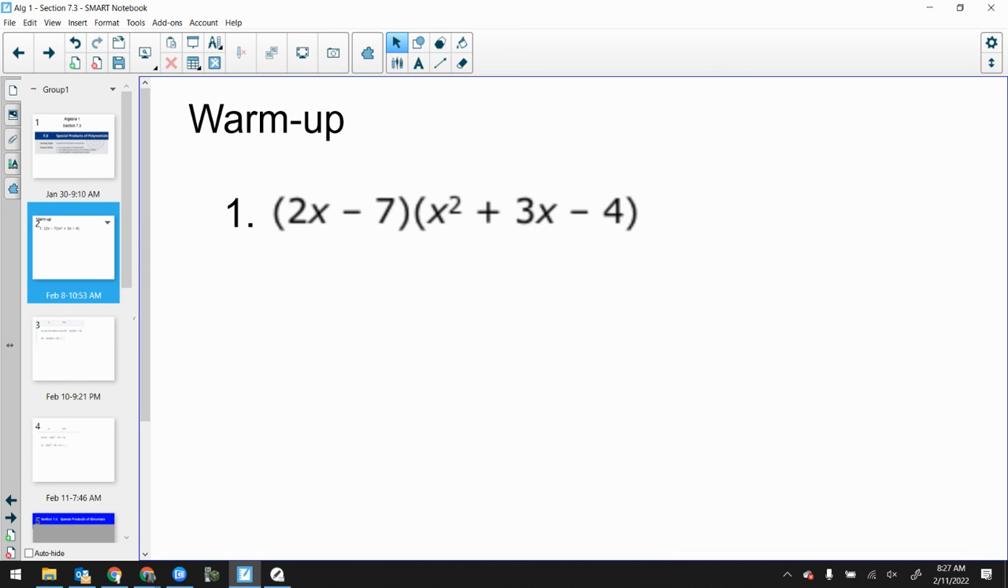All right, here we go. Here's what we're going to do. We're going to do section 7.3 today. We've got to do our warm-up.